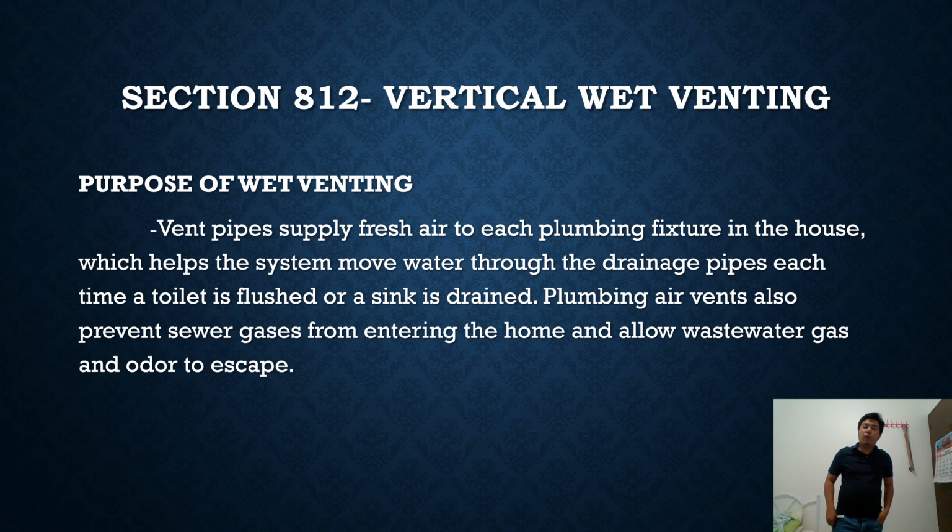Section 812, vertical wet venting. The purpose of this wet venting is that vent pipes supply fresh air to each plumbing fixture in the house, which helps the system move water through the drainage pipe each time a toilet is flushed or sink is drained. Plumbing air vents also prevent sewer gases from entering the home and allow waste, water, gas, and odor to escape.